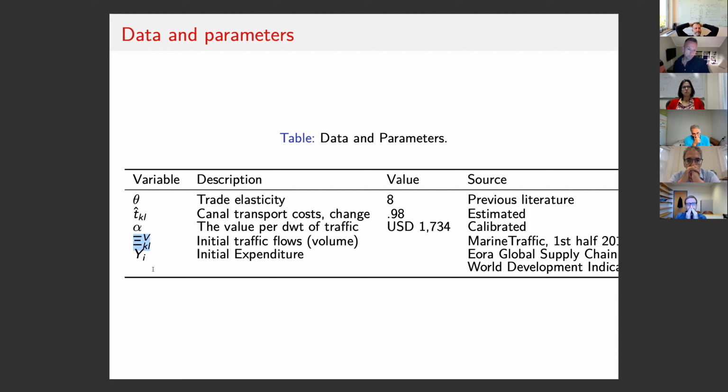We need some other things as well. We need to know something about the expenditure on all the different nodes in the network, the trade elasticity. And we also need to calibrate traffic volumes to traffic values. I don't have time to go through that right now, but that's basically the alpha here.